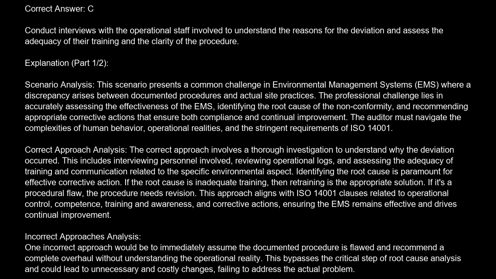Correct approach analysis. The correct approach involves a thorough investigation to understand why the deviation occurred. This includes interviewing personnel involved, reviewing operational logs, and assessing the adequacy of training and communication related to the specific environmental aspect. Identifying the root cause is paramount for effective corrective action. If the root cause is inadequate training, then retraining is the appropriate solution. If it's a procedural flaw, the procedure needs revision. This approach aligns with ISO 14001 clauses related to operational control, competence, training and awareness, and corrective actions, ensuring the EMS remains effective and drives continual improvement.